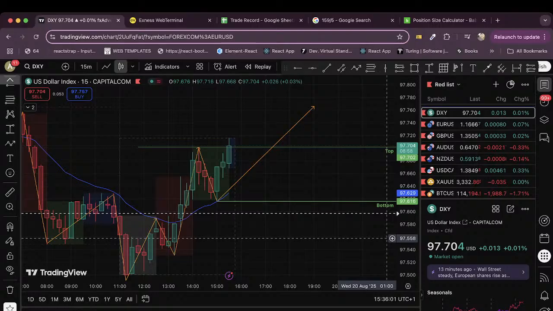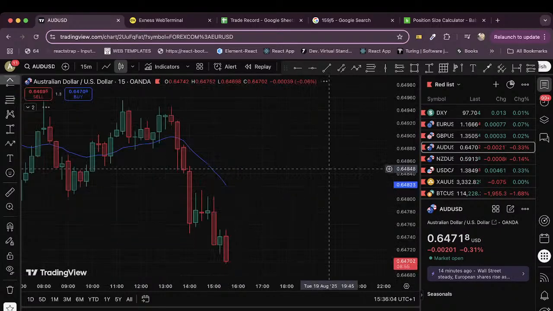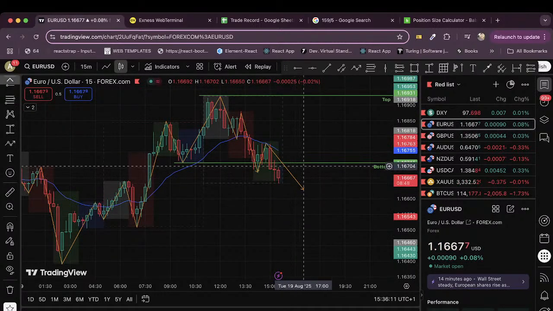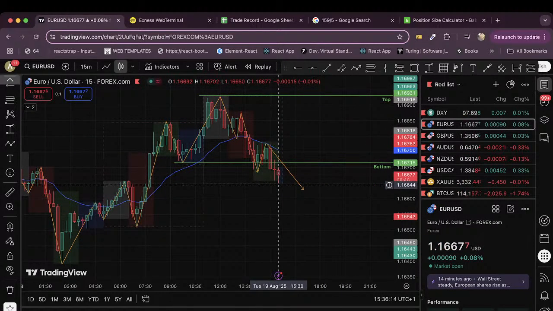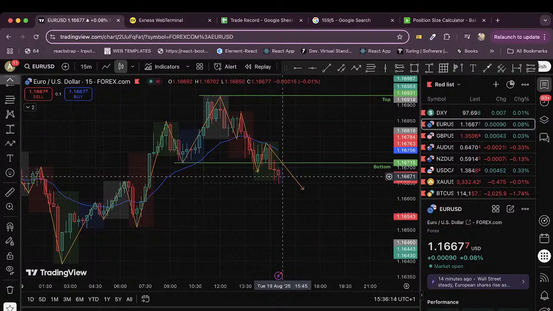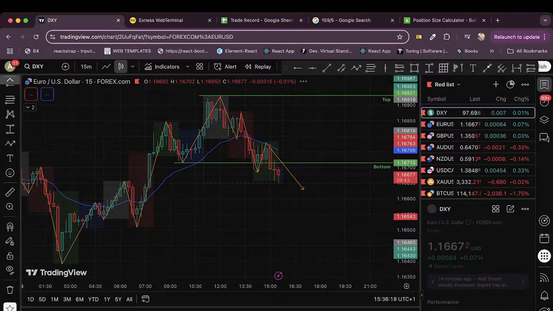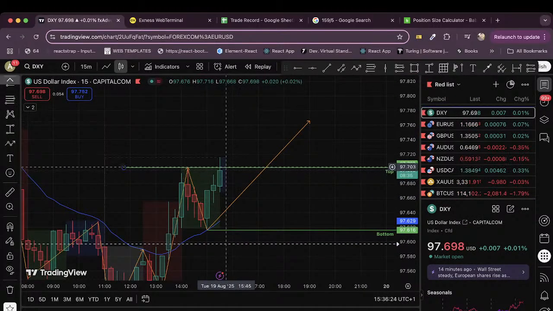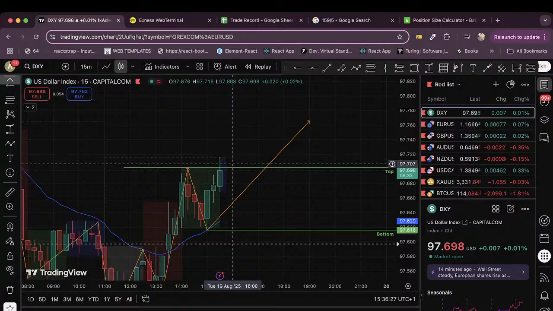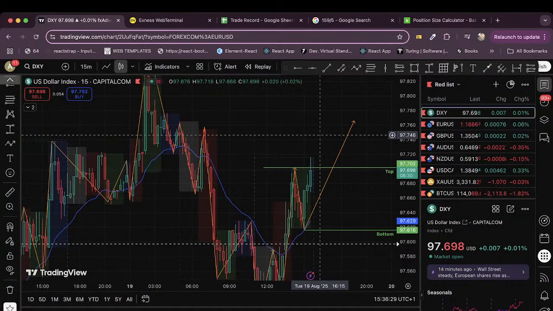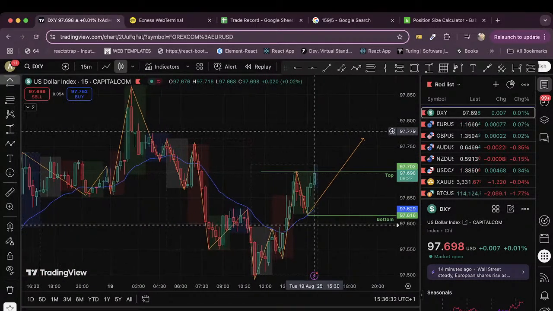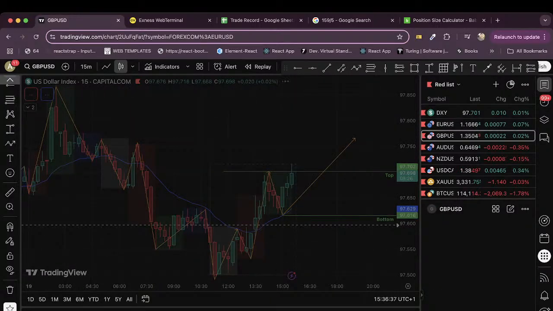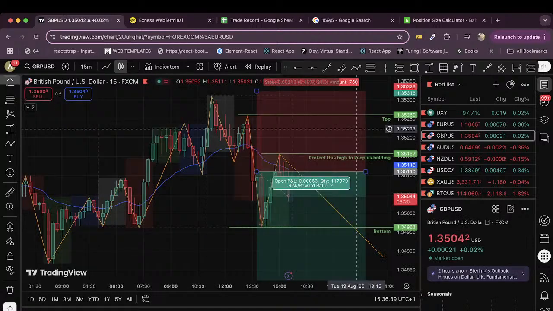Let's see what New Zealand dollar is doing. It's still selling off, just as expected. Euro USD is holding on, and the reason why Euro USD is holding on is because of what DXY is doing. DXY is losing momentum. We want DXY to keep on showing strength, dominance. We need DXY to keep on dominating the market in order for us to make the profit we want to make.